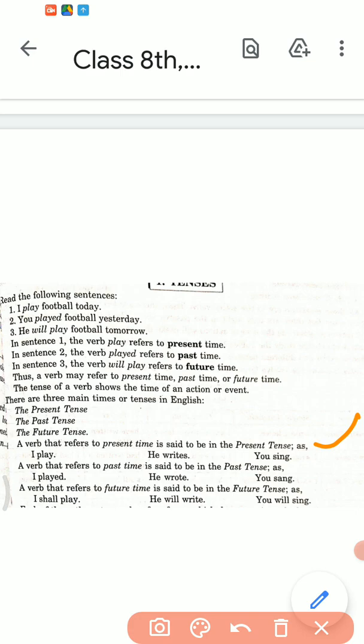A verb that refers to past time is said to be in the past tense. For example, I played, he wrote, and you sang. A verb that refers to future time is said to be in the future tense. For example, I shall play, he will write, and you will sing.